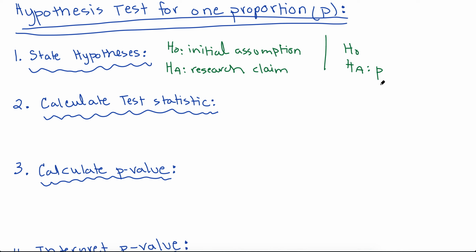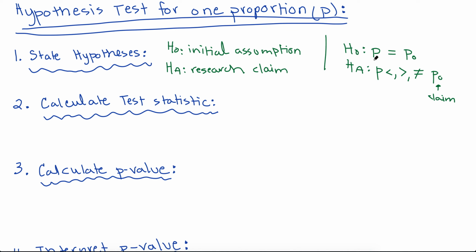Do not use P hat. We want to make a claim about everybody, not the data. And our options are that the proportion is smaller than, larger than, or somehow just different than our initial assumption. So this P naught is coming from our claim, our research question, not coming from the data. And H naught, where we get that notation, is that P, the population proportion, is equal to that value.